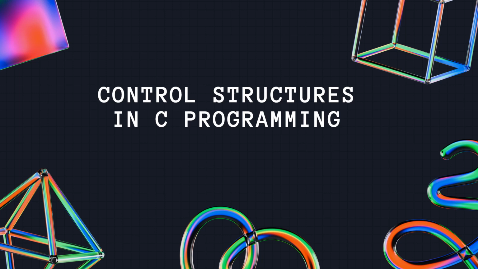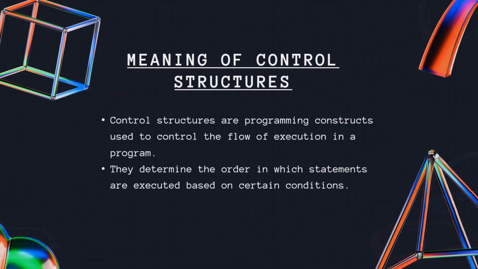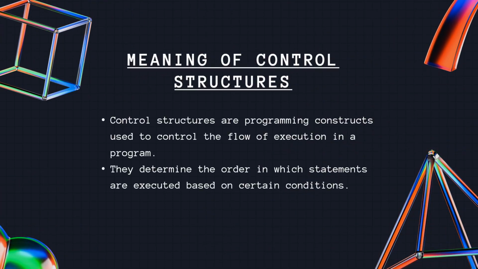Today we will learn about control structures in C programming. Control structures are programming constructs used to control the flow of execution in a program. They determine the order in which statements are executed based on certain conditions.